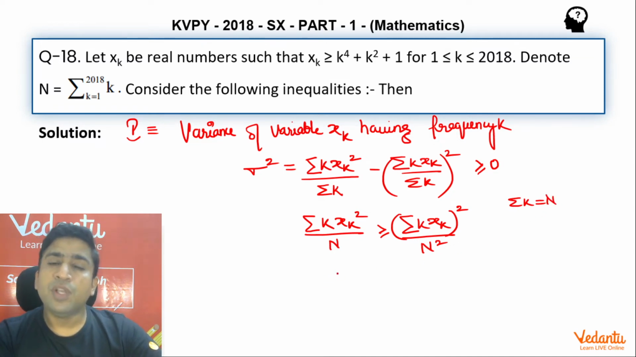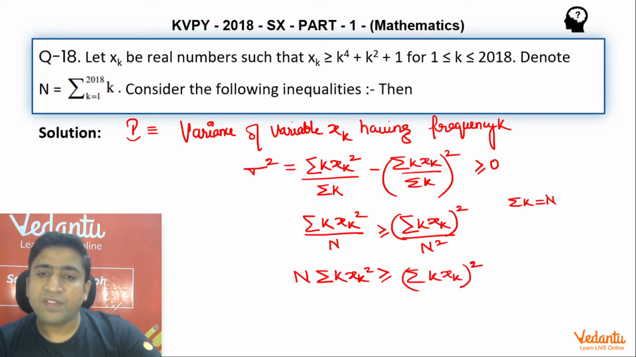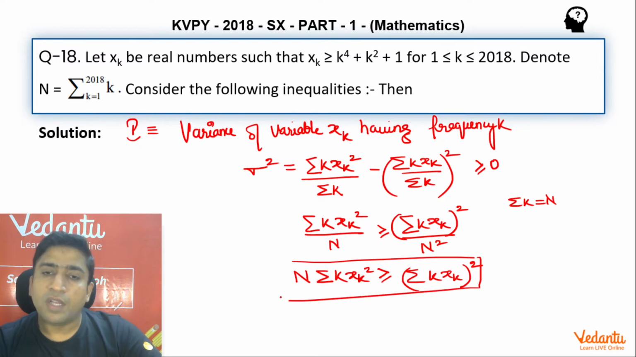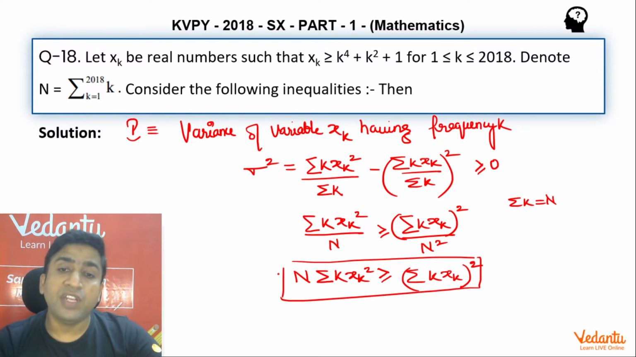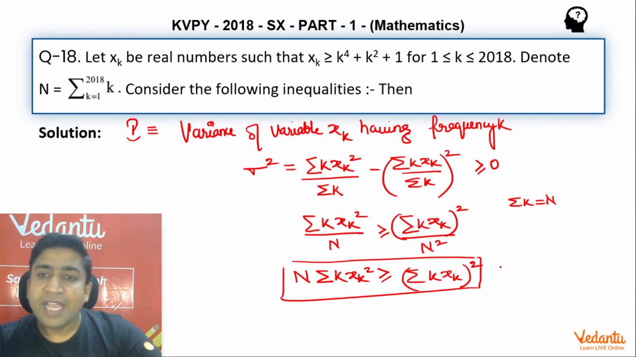Now you just need to see that if I multiply both the sides by n square, guys, I'll get a new relation, which is n times sigma k times xk square will always be greater than or equal to sigma k xk and then complete squaring. Our point is that this is what we wanted to prove, or verify, in this very statement 1. If you just look at the statement, this is exactly what is written. Hence, statement 1 is true.